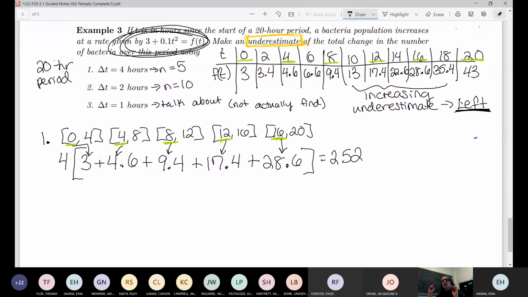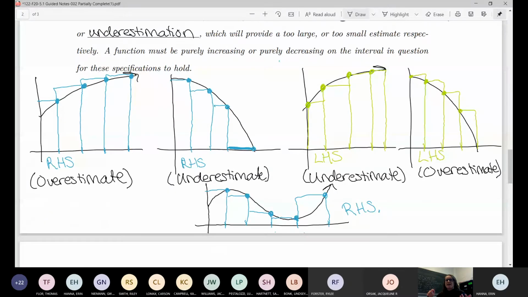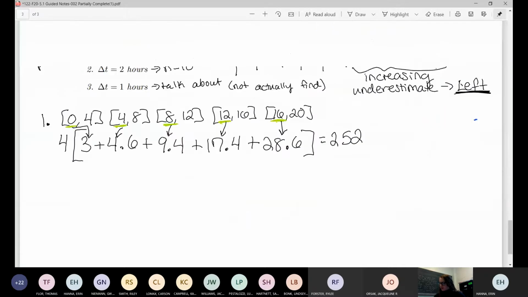And again, I said this before, when I write a problem, I always say left or right. The book in Wiley likes to do the underestimate, overestimate thing. But remember, as long as it's increasing or decreasing purely on that interval, you can tell which one it is. You might need to think about it a little bit. So since this was an increasing function and we wanted an underestimate, we had to use a left-hand side, which is essentially the third picture on the screen right now. So we needed a left-hand estimate.